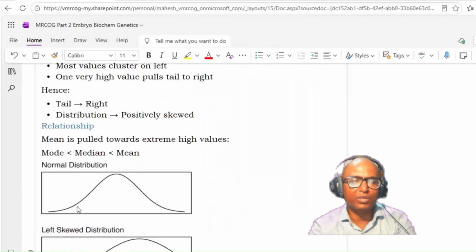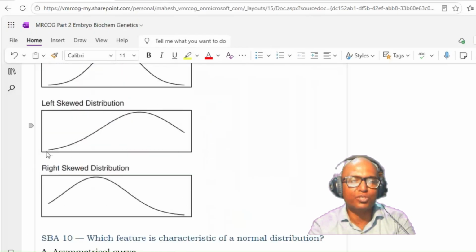So this is the normal distribution. This is the left skewed distribution. Here the mean will be lower and the mode will be higher. And in the right skewed, the mean will be higher.